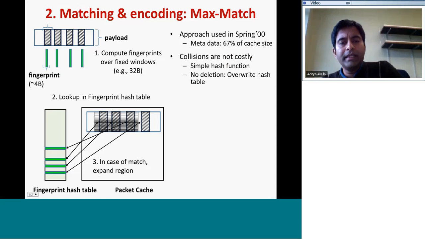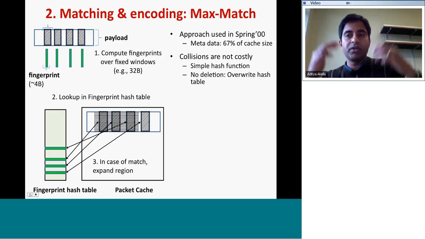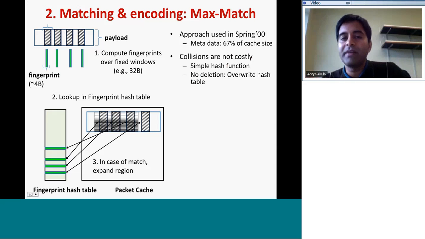The challenge in these matching schemes is that you have to store all the payloads of the packet because that forms the basis for you to identify the redundancy. But you also have to keep this expensive fingerprint hash table to be able to look into that set of packet contents, and it takes up about 67% of the cache size. So if your packets are 2 gigabytes worth, then you have about 1.2 or 1.3 gigabytes worth of fingerprint. That's a significant amount of memory addition.